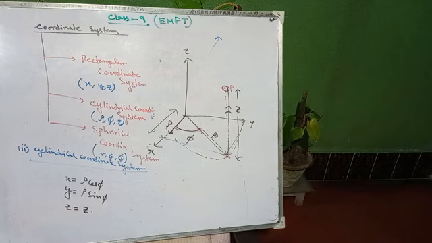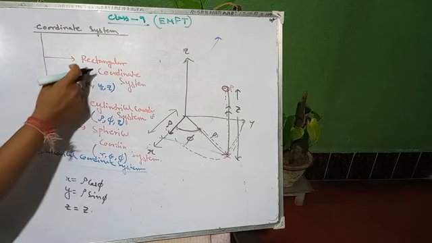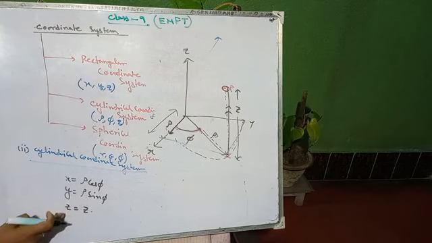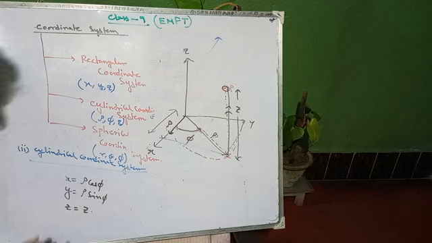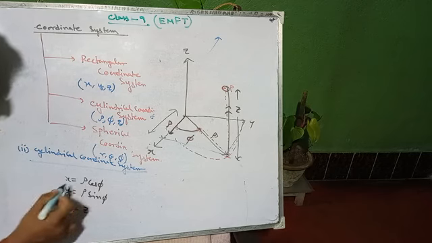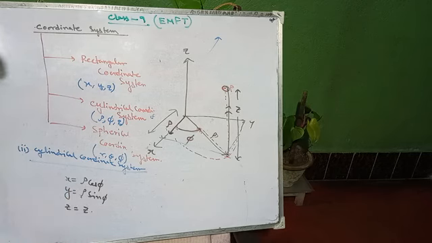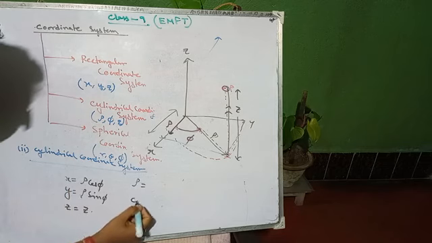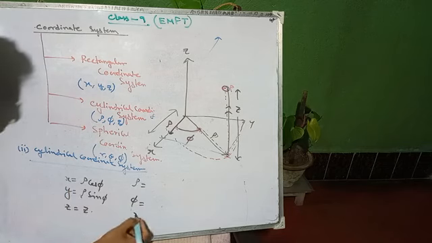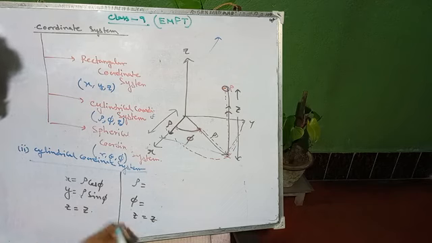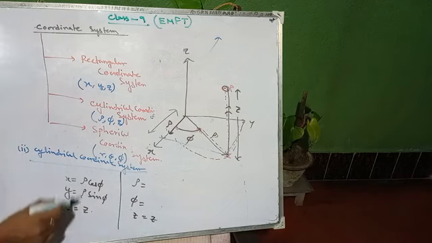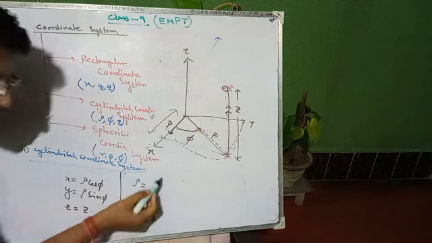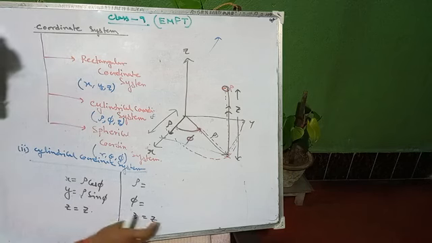Z equals z means what? What about the z in the rectangular coordinate system? Exactly the same value is reflected over here, so z will be exactly equal to z. So these three relations: x equals rho cos phi, y equals rho sin phi, and z equals z. Now we have to find rho equals what and phi equals what. And z equals z we have already discussed. That is x, y, z in terms of rho, phi, z, and here rho, phi, z in terms of x, y, z. So z equals z remains the same.